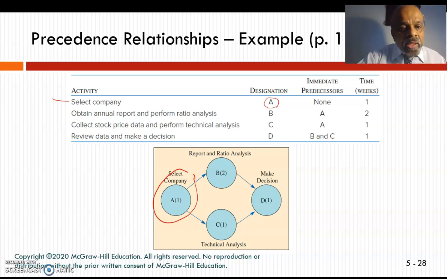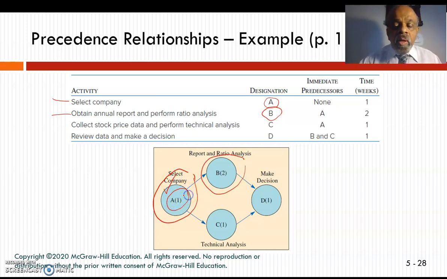The second activity is obtaining the annual report and performing ratio analysis. That is going to be designated as B. In order to do B, I should have completed A. If A takes 1 week, B takes 2 weeks after that. So after the first week only I can start my B. That's how we are going to look at it from a precedence relationship.